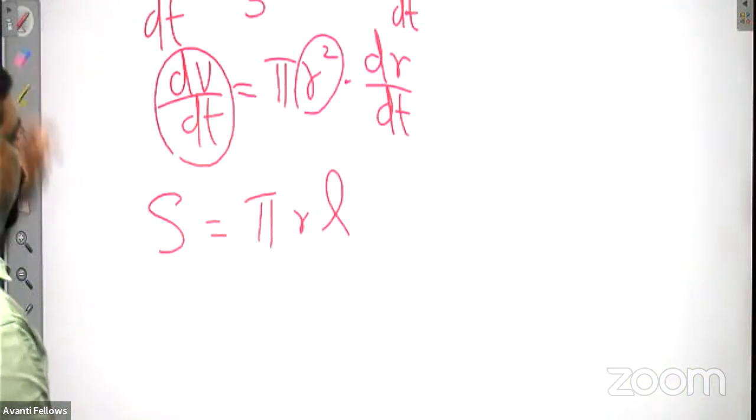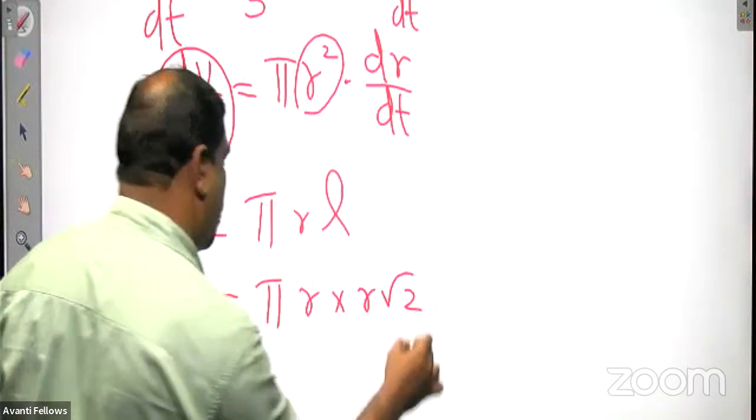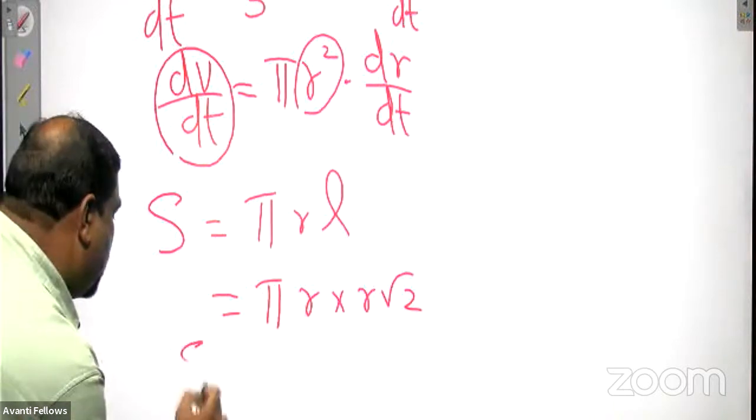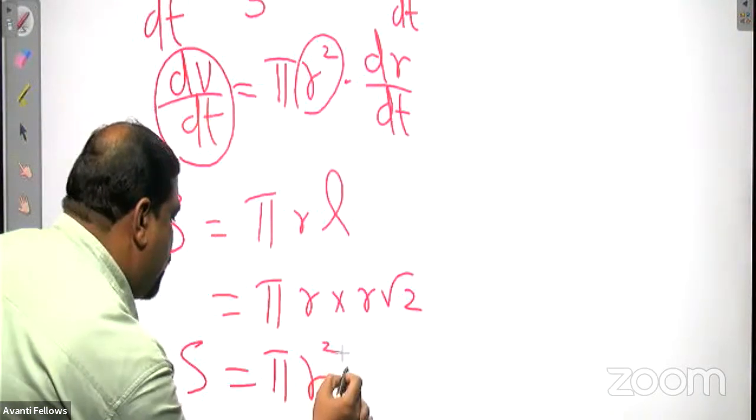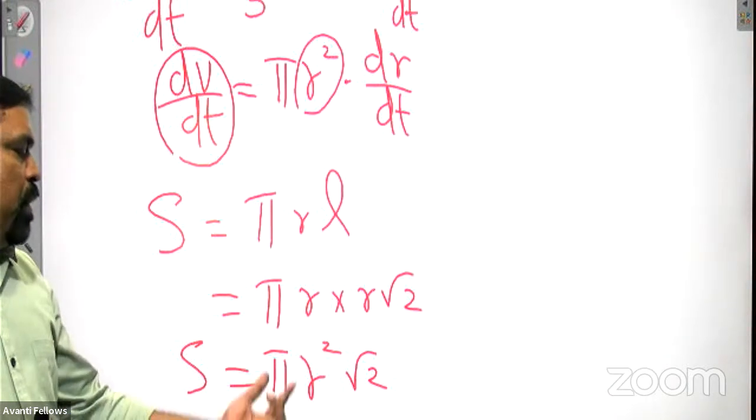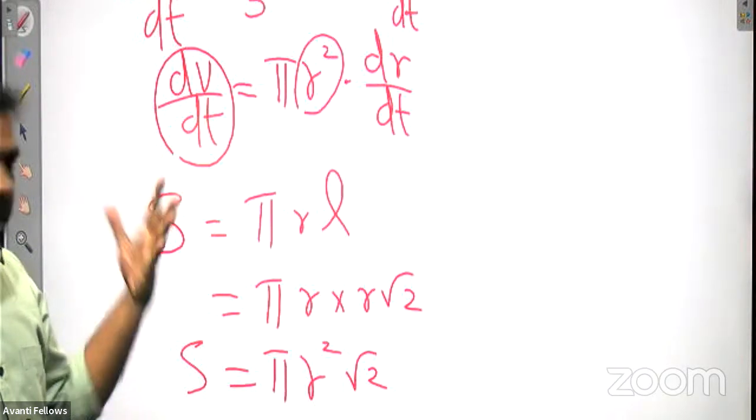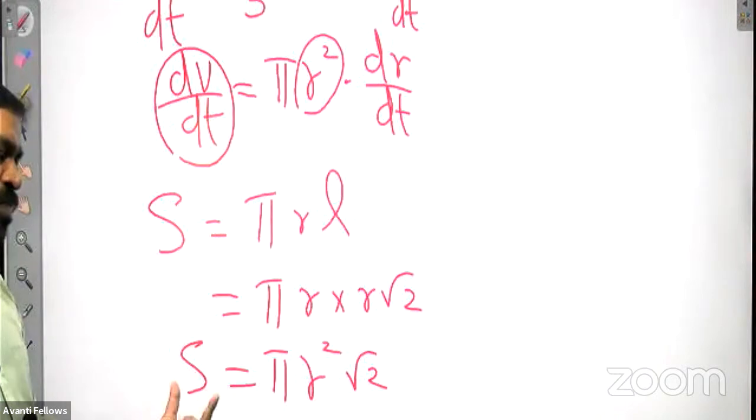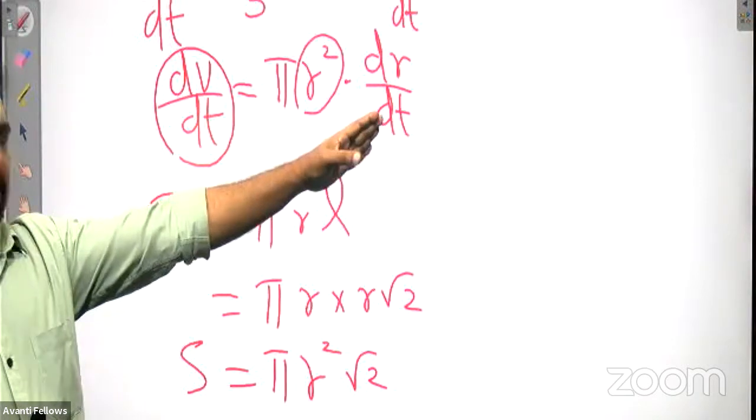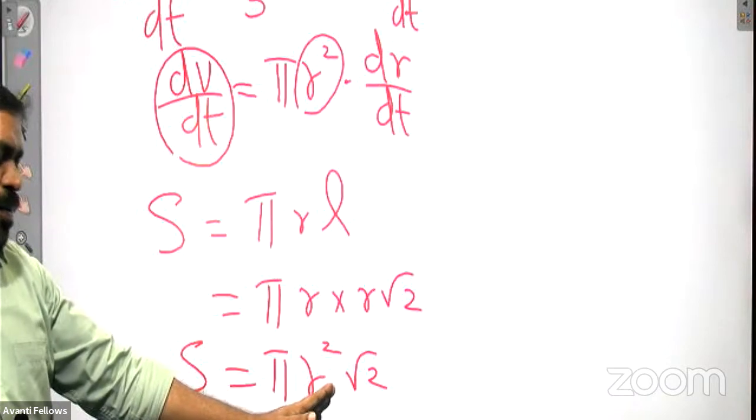So in place of L, we substitute R root 2. So what you will get? S equals pi r square into root 2, that is, root 2 pi r square. So we can differentiate: ds by dt equals 2 pi r into root 2 into dr by dt. From here, you will get the value of ds by dt. dr by dt we already got in the first part, so that can be substituted here.